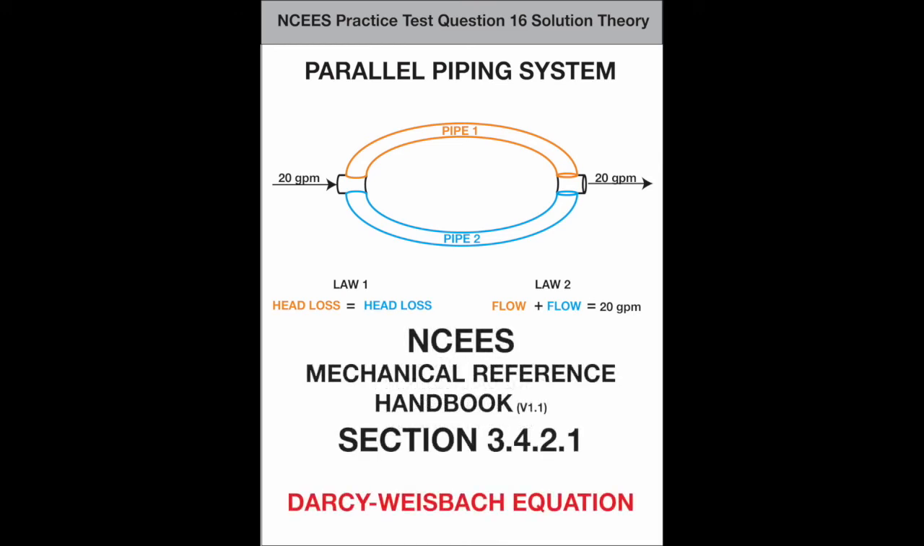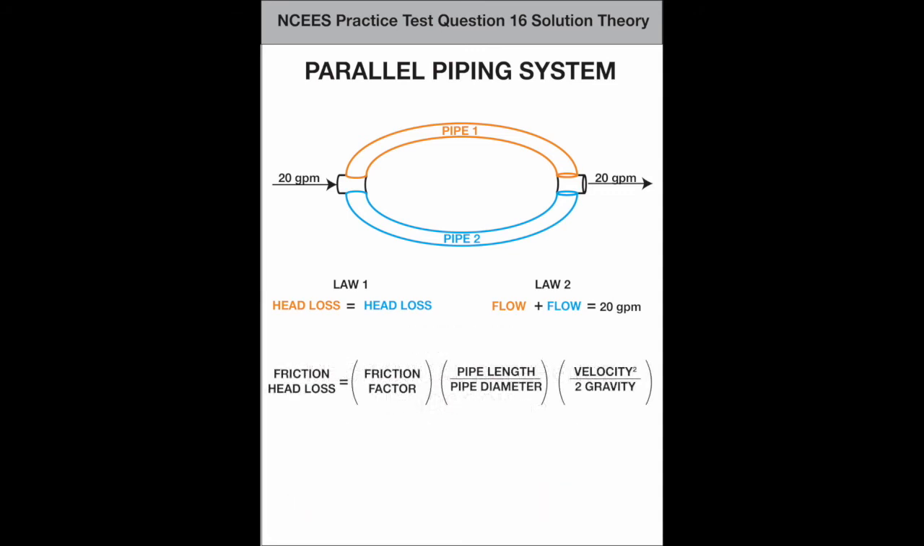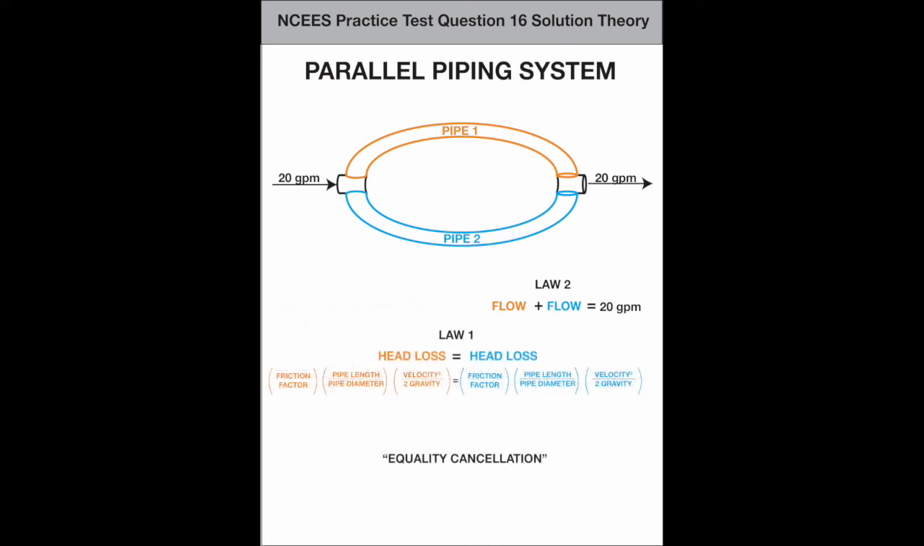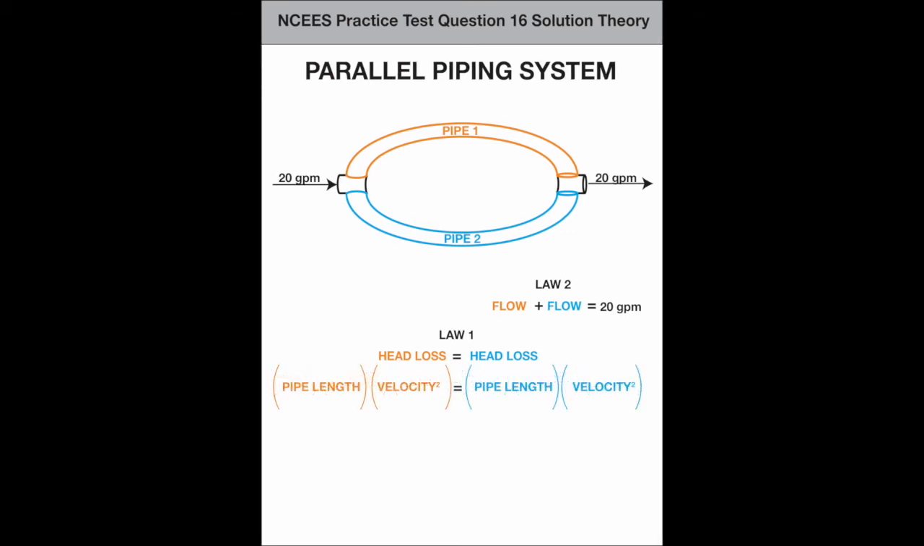In the NCEES Mechanical Reference Handbook, look up section 3.4.2.1 for the Darcy-Weisbach equation. Expect to be tested on this equation on exam day. No friction factor is given, but you know they're the same, so use equality cancellation. Pipe diameter and gravity are the same as well, so use equality cancellation. All that's left is length of pipe and velocity of flow.